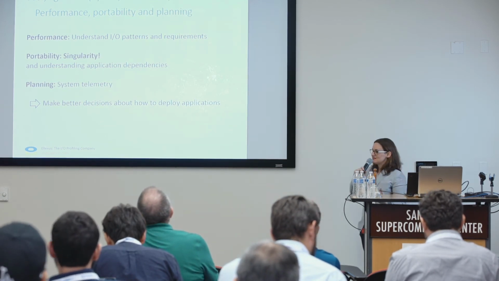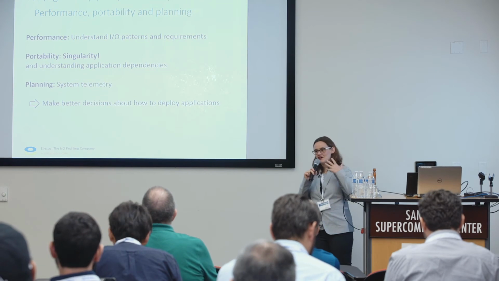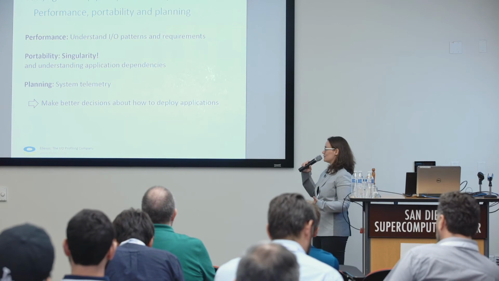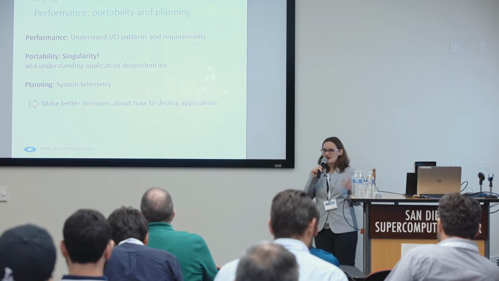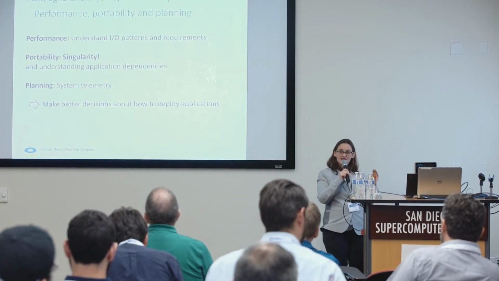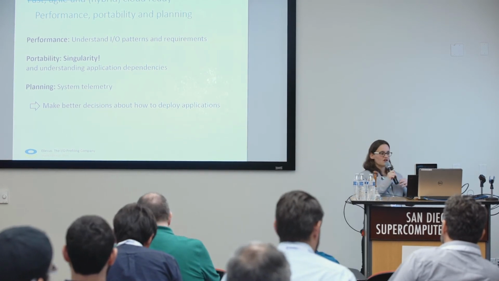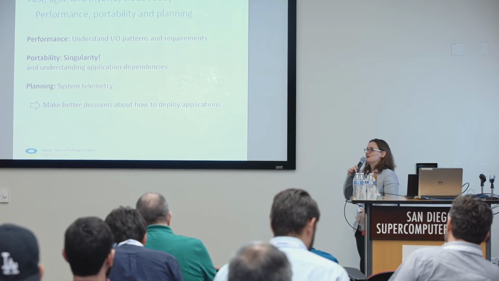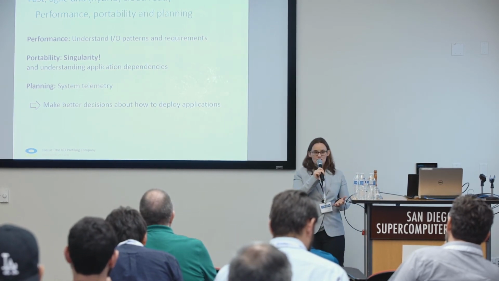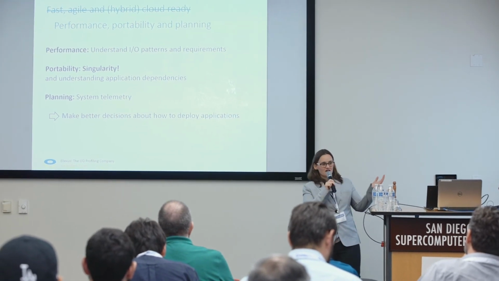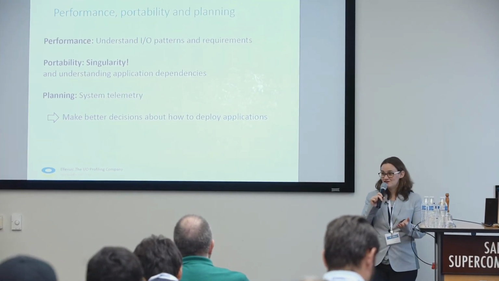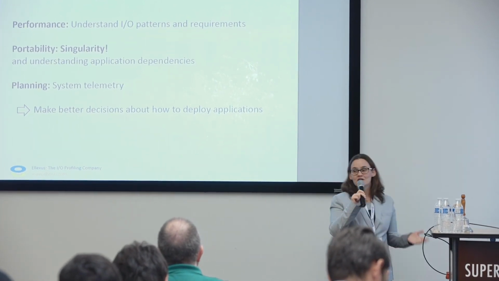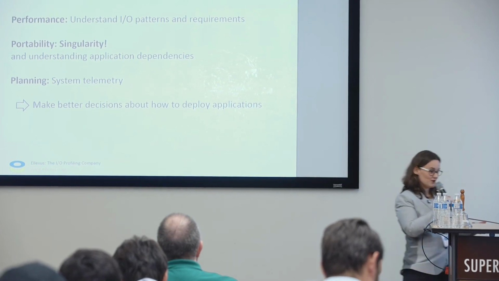So portability, obviously Singularity, once you have ported your applications to containers, the portability more or less comes for free. Planning is about doing system telemetry. Again, it's that knowing what is normal so that you can make better decisions about how to deploy applications. And performance, great if you've got time to tune for performance. Most of us just wait until something goes wrong and then get rid of that problem. But at least if you're doing the system telemetry, you know what normal is. You know what you're heading back to.